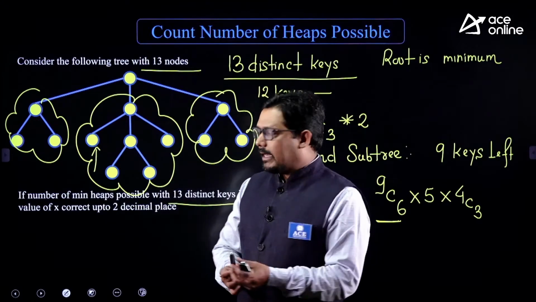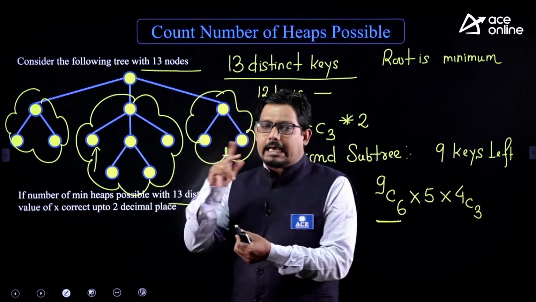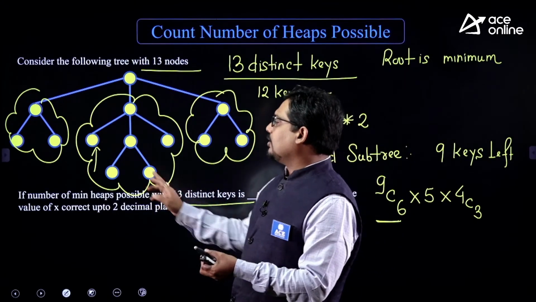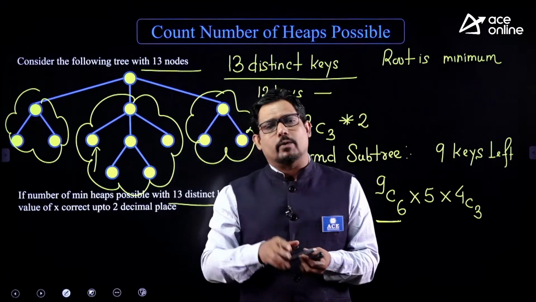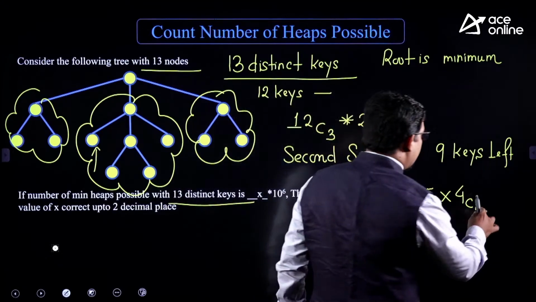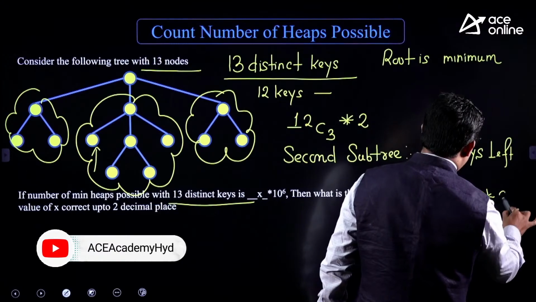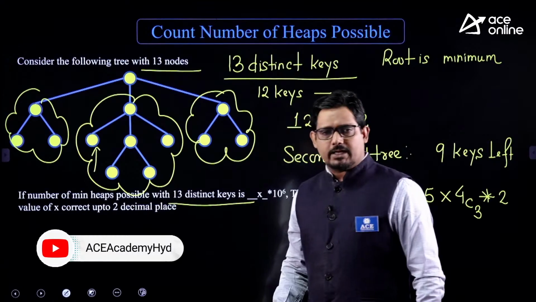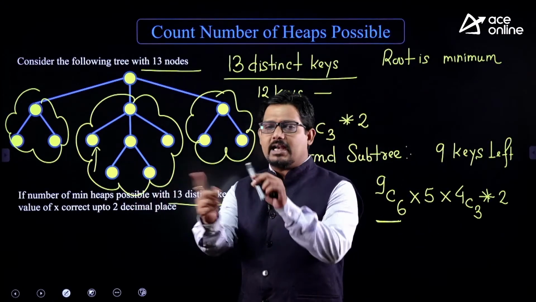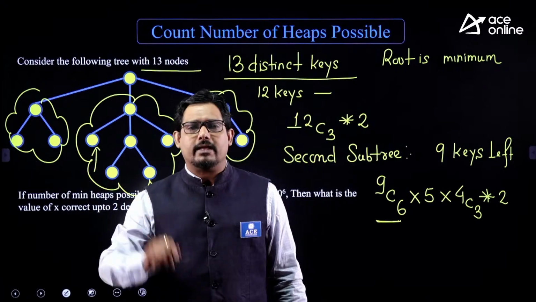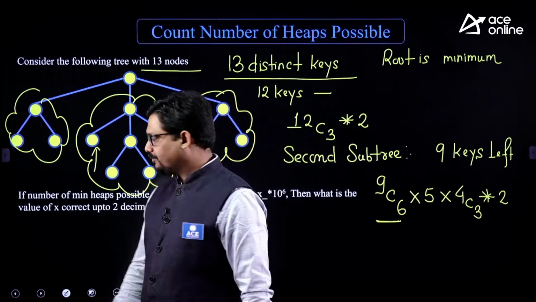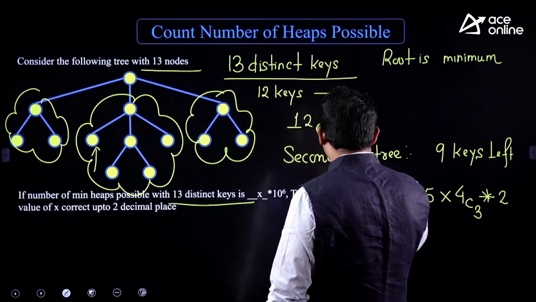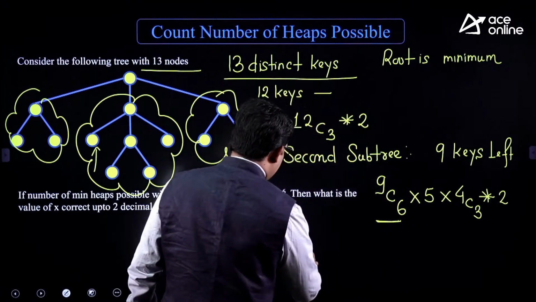But don't forget that this particular structure can arrange whatever 3 keys are selected from these 4. Just now I mentioned that they can arrange themselves in 2 ways. So 4C3, and here again I will multiply this quantity with 2. Why 2? Because out of this 4C3 selection, the left and right child can be interchanged. That is allowed in the structure of a heap. Done.